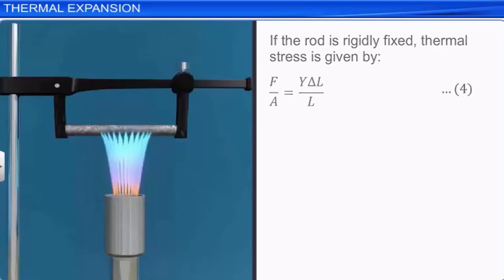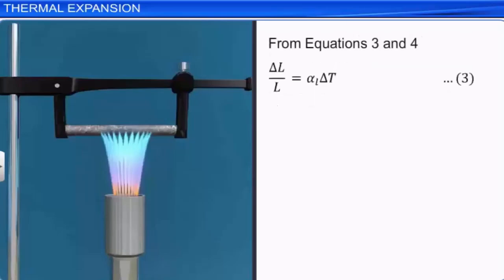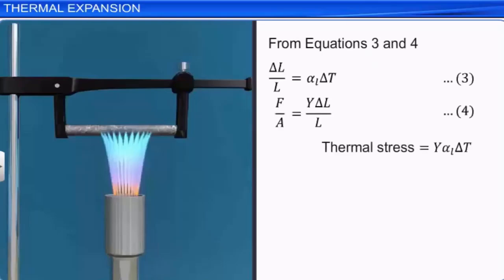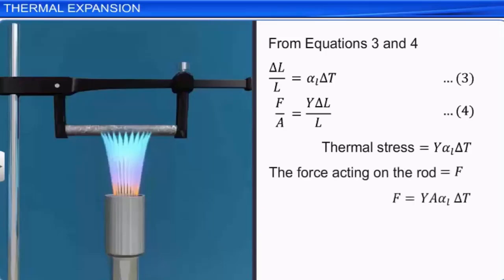From equations 3 and 4, thermal stress is expressed as Y into alpha L into delta T. The force F acting on the rod must be equal to the product of Y, A, alpha L and delta T.